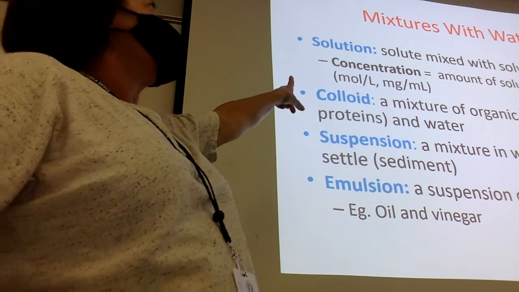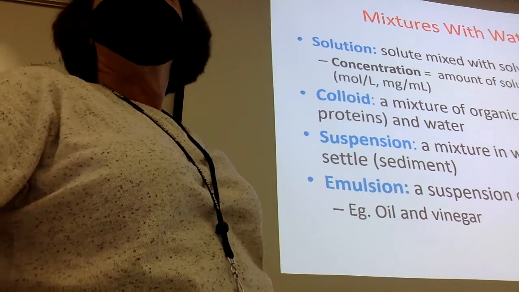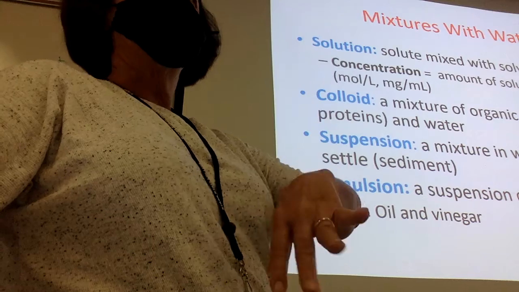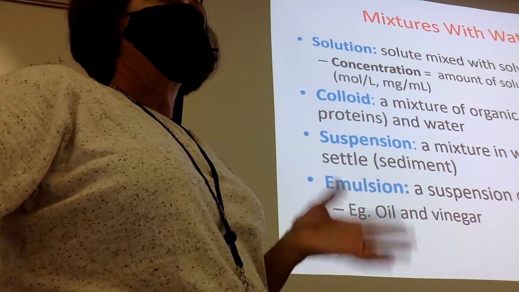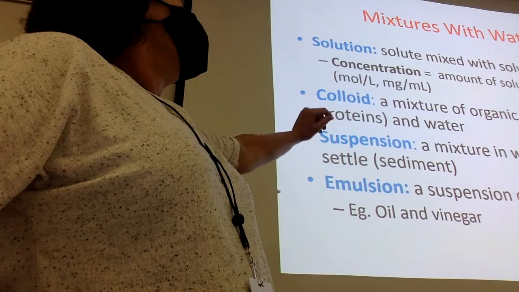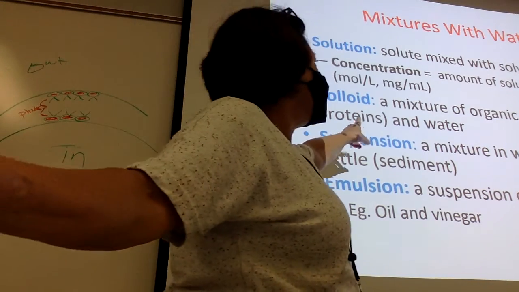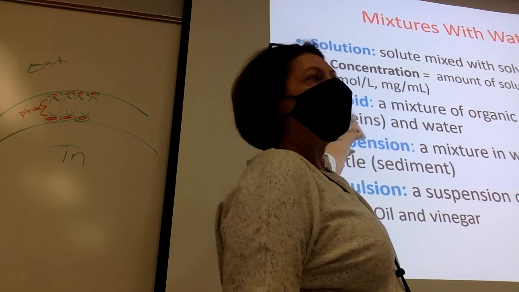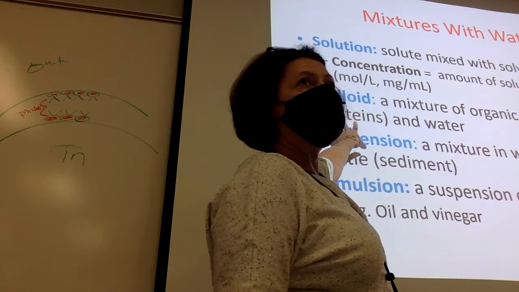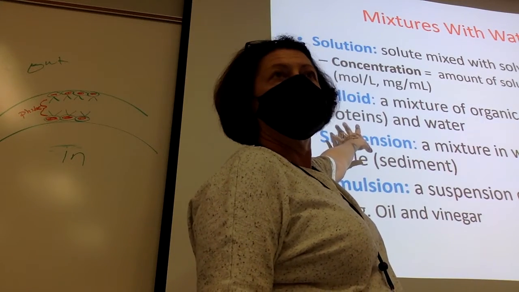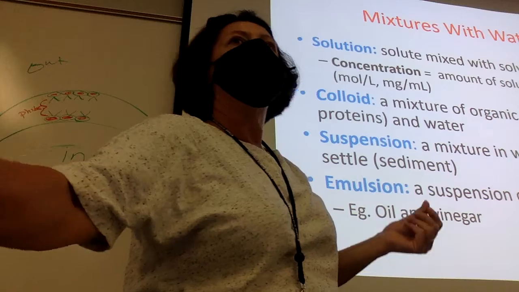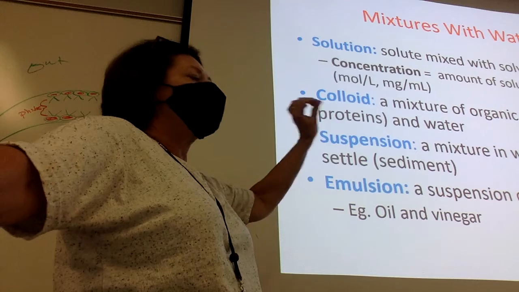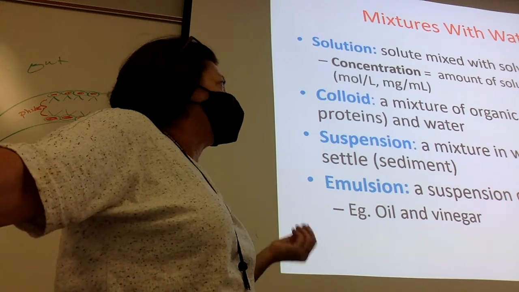We usually talk about solutions with regard to concentration, and we'll get to that a little bit later. But saturated, supersaturated, things like that. Okay, but we'll get to that a little later. A colloid is a mixture of organic molecules that have proteins in it and water, and a colloid would be Jell-O. Okay, so colloids have that kind of a consistency. The protein substance mixed with water gives you a Jell-O texture.